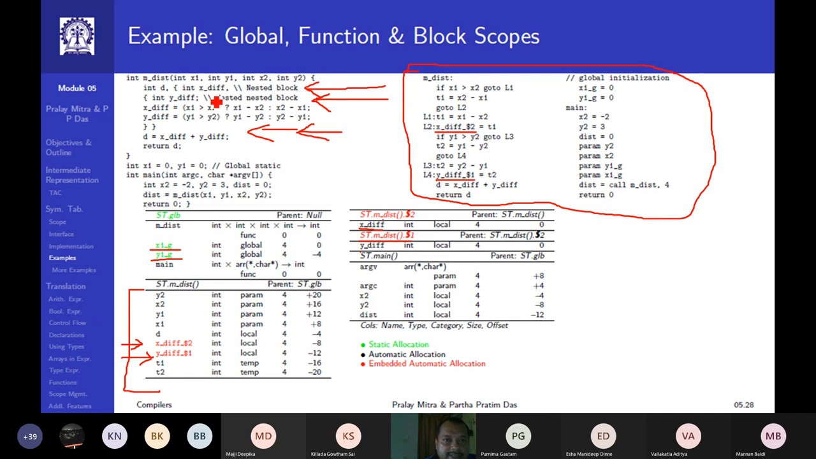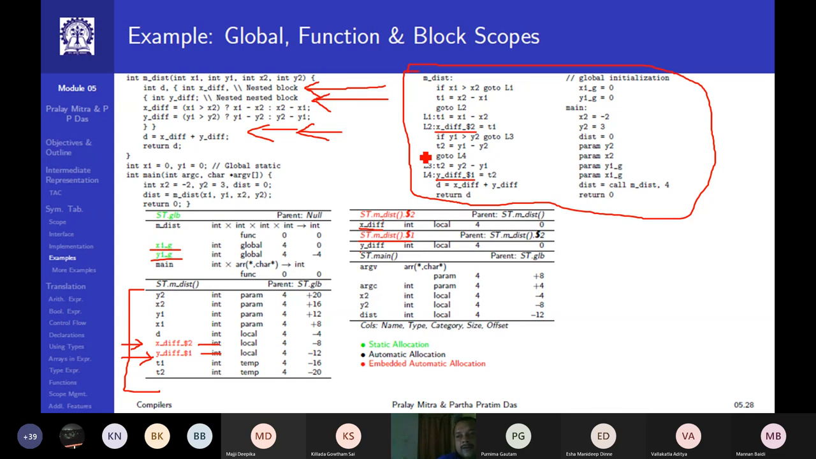Say, along with this x diff which is inside the block, if you have another declaration of x diff outside the block, then along with these two red colored x diff and y diff here, one more x diff with black color will be placed here. Now, as long as I am inside the block, my 3 address code will take the identifier x_diff_$2. But if I am outside, then it will pick x_diff.